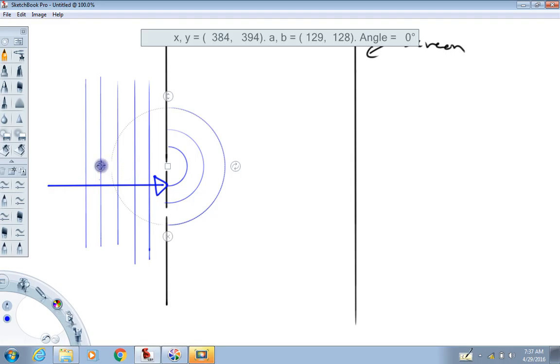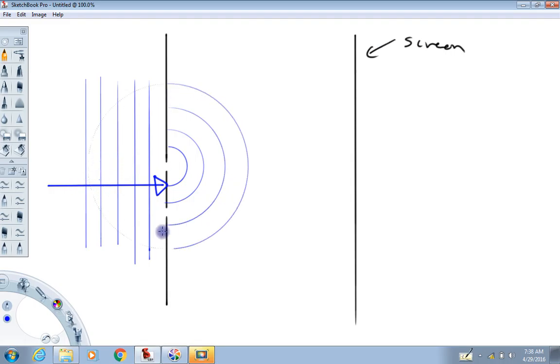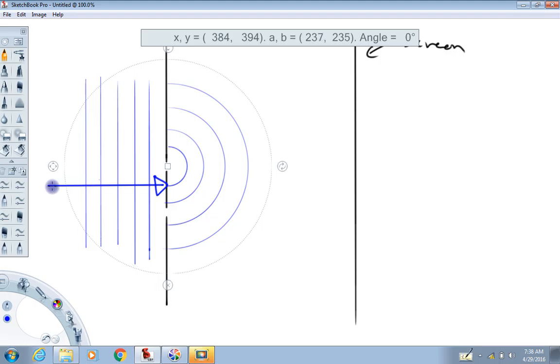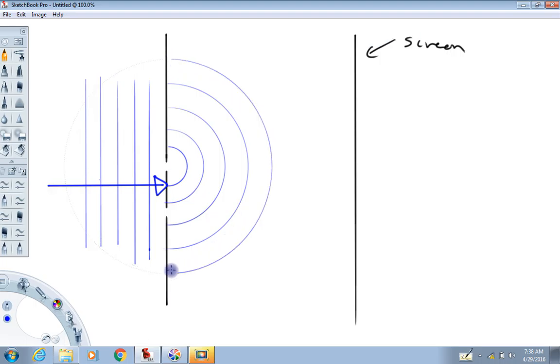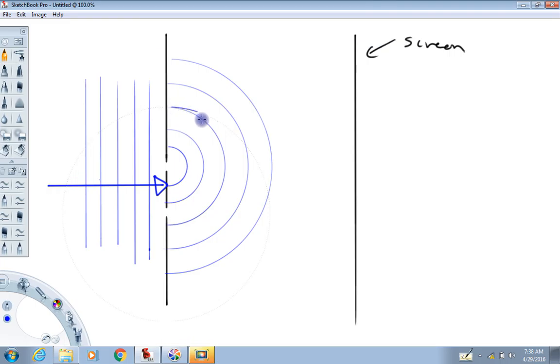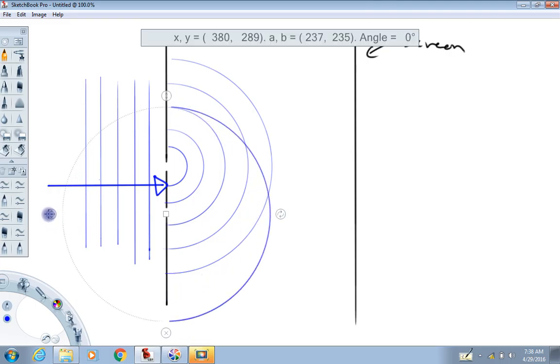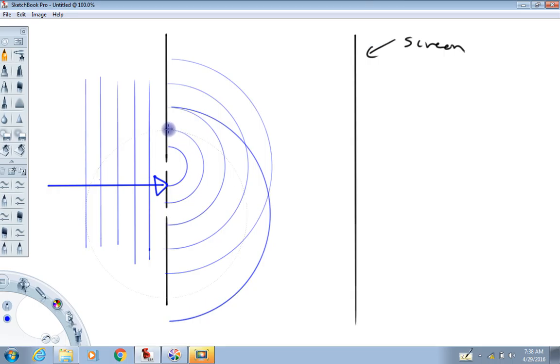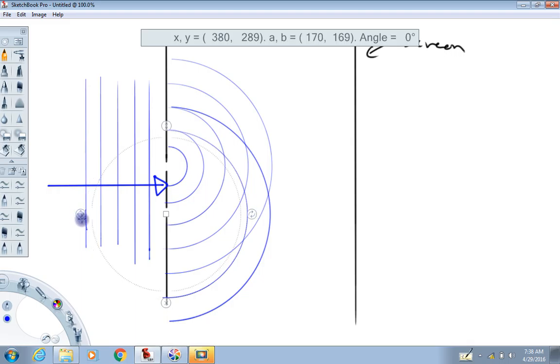It's going to take me just a moment to sketch these. That's probably enough of those. Now, I have drawn some of the wave fronts around that first opening. However, there is a second opening here. And what we're going to get now is a second set of wave fronts. And important to realize that the wave fronts on the right-hand side are also spherical.